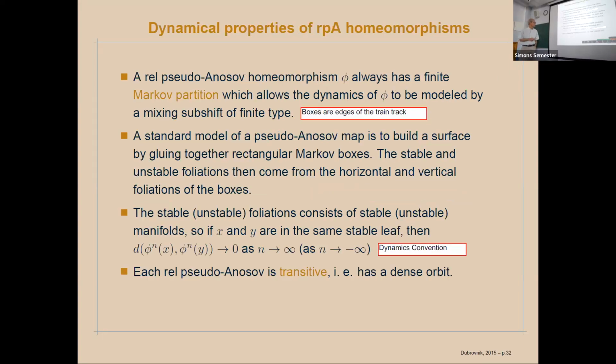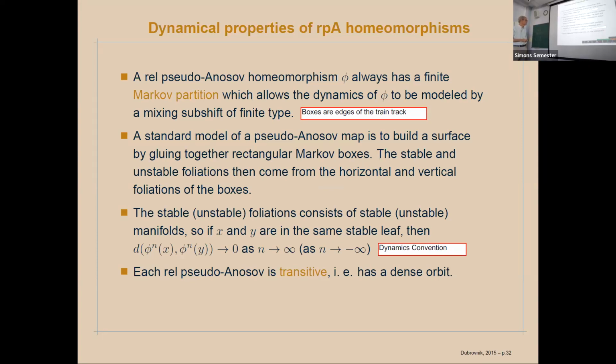All right, so this is all stuff about pseudo-Anosovs. They have Markov partitions. A nice way to think about pseudo-Anosovs is to take your Markov boxes and glue them together to get a surface, like a flat surface. And in those boxes, the foliation just looks like horizontal and vertical. And the joining points of the boxes are the singularities. This is something I'm going to use in a minute.